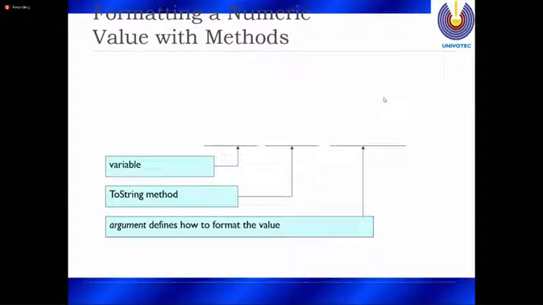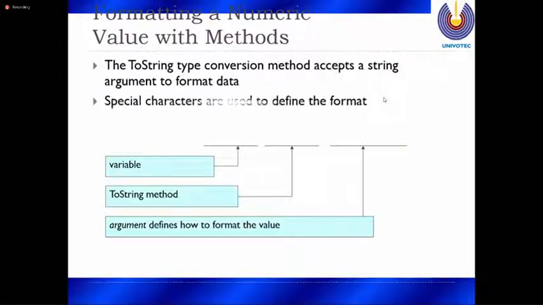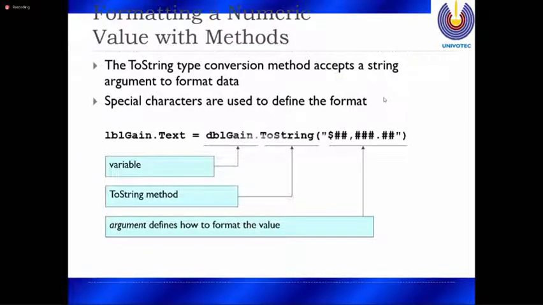Now is formatting numerical values within the method. Already I mentioned we want to avoid the thousand separator and dollar sign. Now the ToString type conversion method accepts a string argument to format data. The special characters are used to define the format. This is lblGain.Text, where we want to display something. dblGain is the variable, and with the ToString method we can display this type of variable.